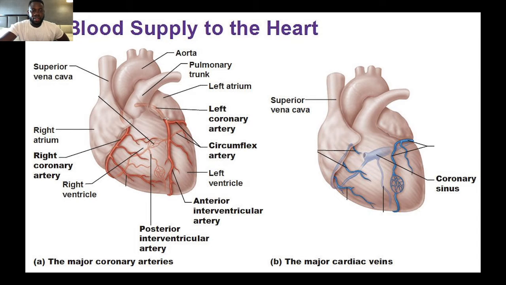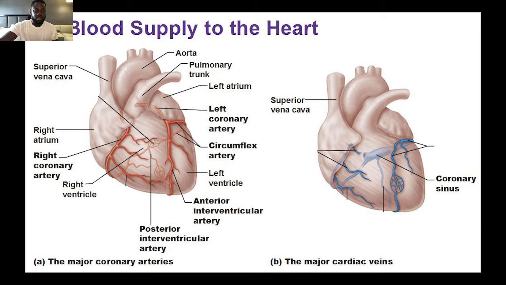So there it is, and it has some branches over here. You see this branch, this is a circumflex branch of it. The circumflex branch also goes behind to supply the back of the heart, and then you have this branch also here, also supplying the anteriormost part of the heart. That's the LAD. It supplies the anteriormost part of the heart.